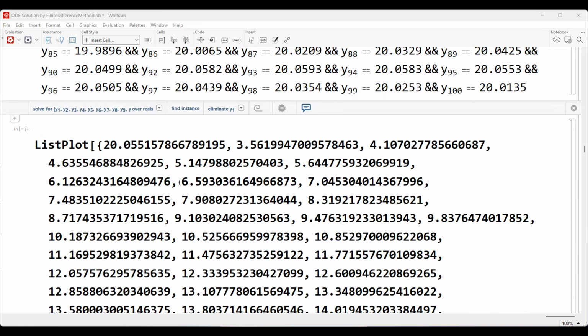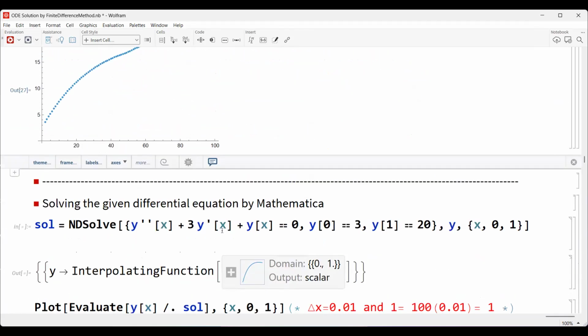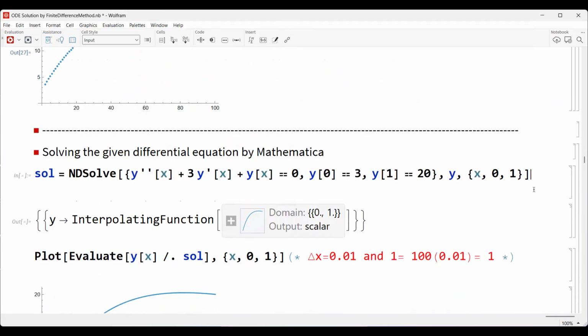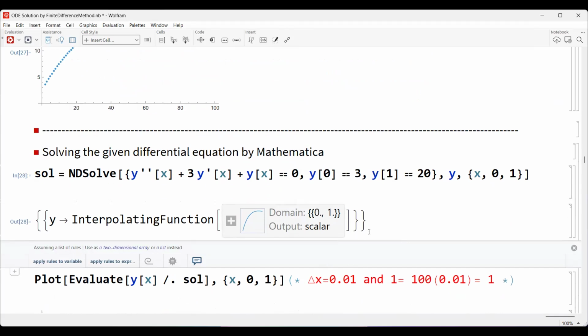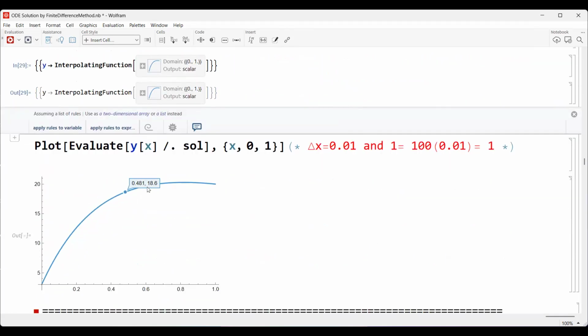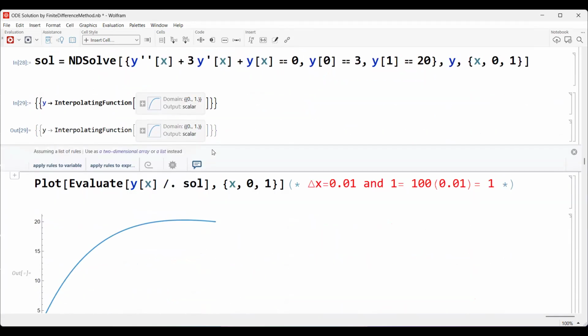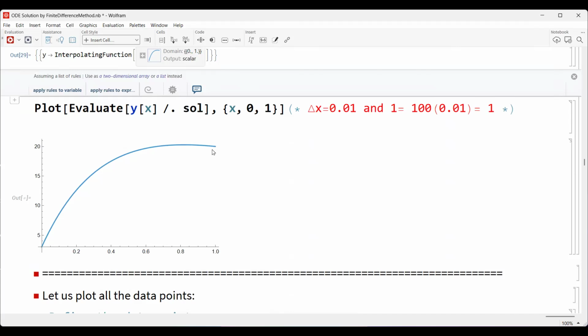Okay, so let's plot all the points here. So what we have here is this curve. So solving the differential equation by Mathematica here, we also have this one. So we have the solution of the differential equations according to Mathematica. Now this is the numerical solution. So it looks like this. This is the approximate solution by Taylor series and finite difference method. Okay, so they look alike. So they are almost the same.